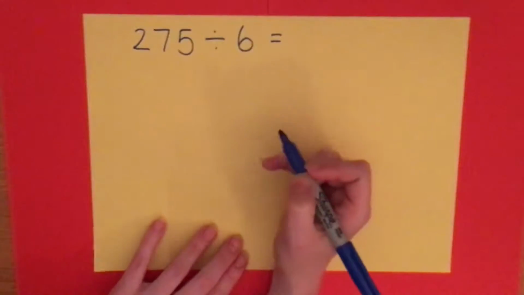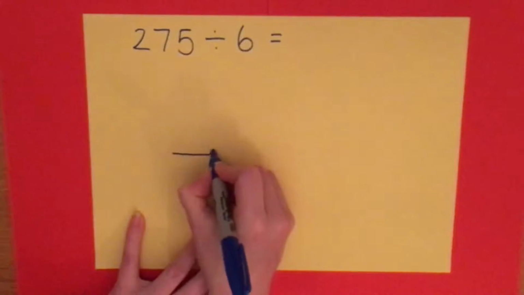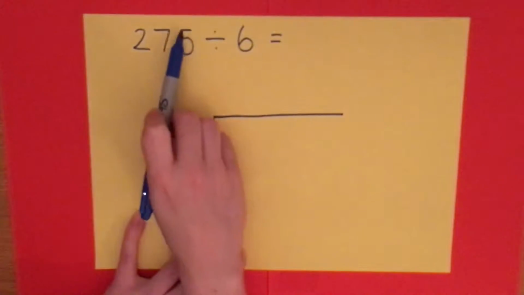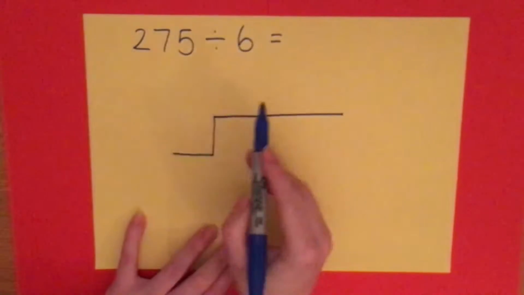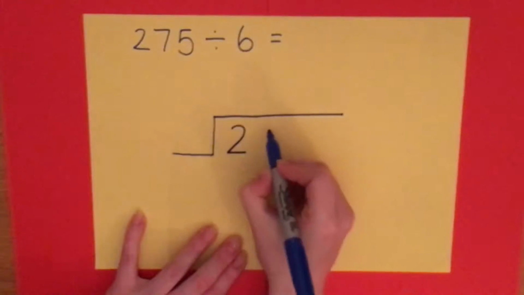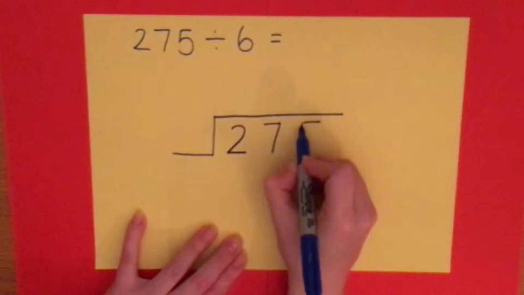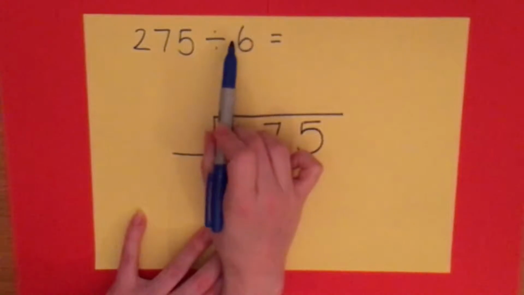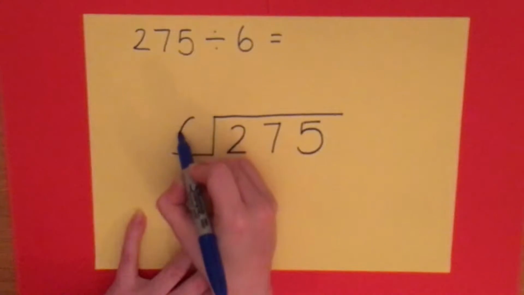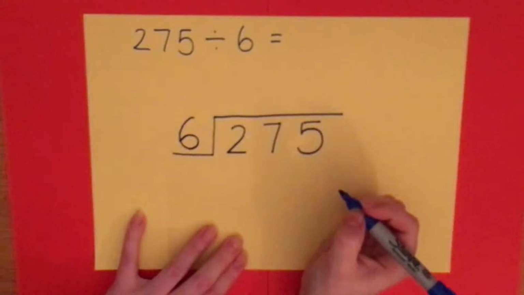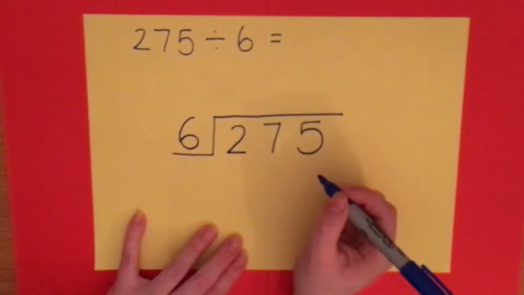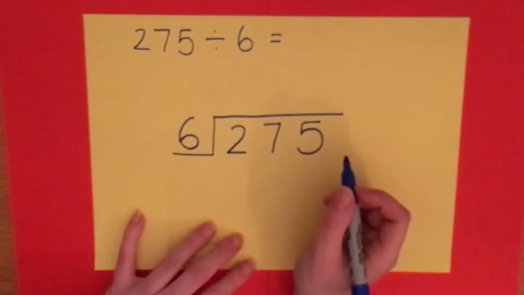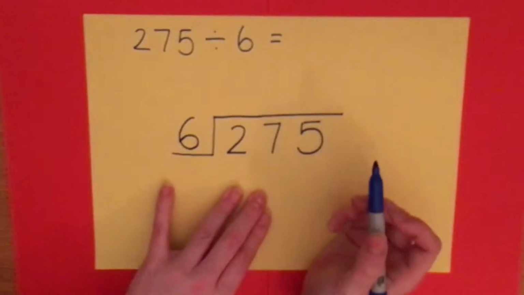So let's start by drawing our bus stop. And remember the number that we're dividing, the number that we're sharing, 275, goes underneath our bus stop. And the number that we're dividing by, those times tables that we're going to use, is going to go on the outside. And remember, we use our times tables because they are the opposite of dividing. So let's start with our division.